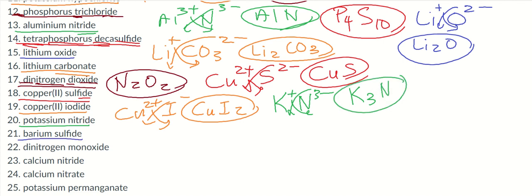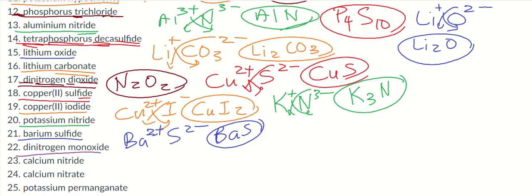Barium sulfide, another ionic compound with 2 elements. Barium. Let me pick a different color or move this away from that other blue. Just do it down here. All right, barium is an alkaline earth metal, 2 positive charge. Sulfide is sulfur, 2 negative charge. They're going to cancel out. There it is.